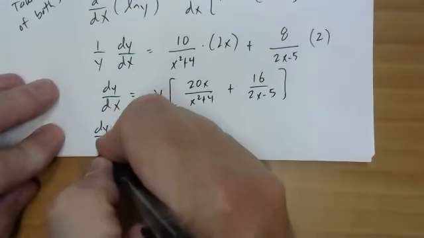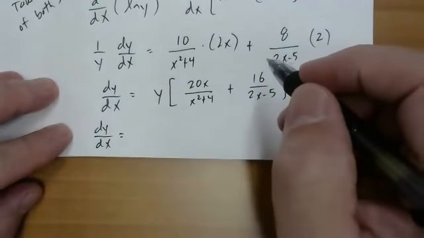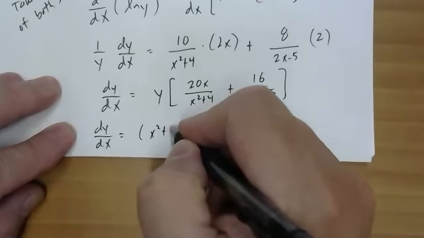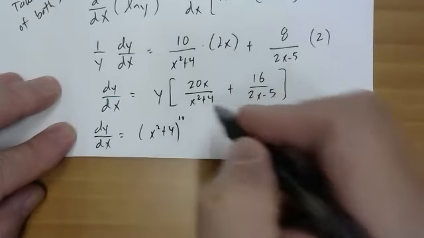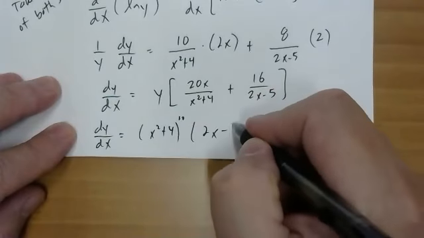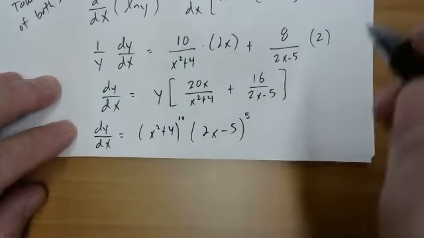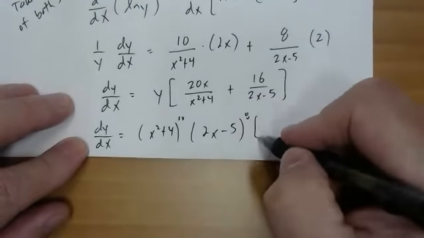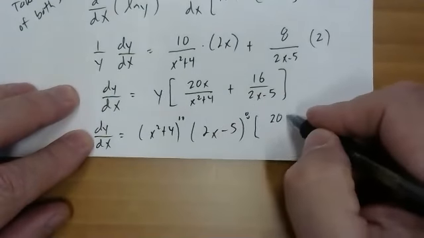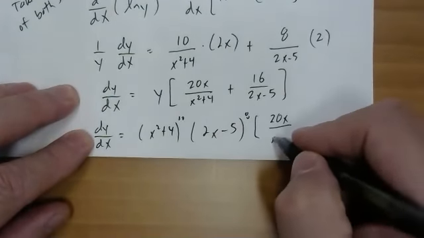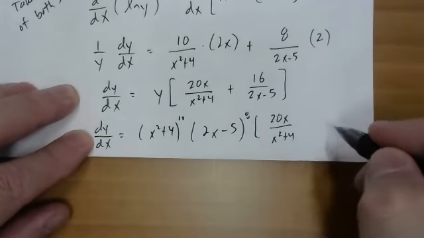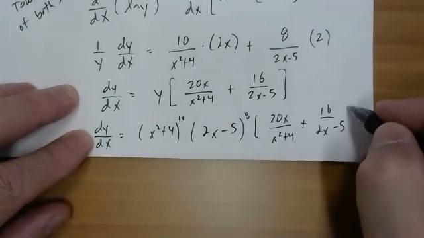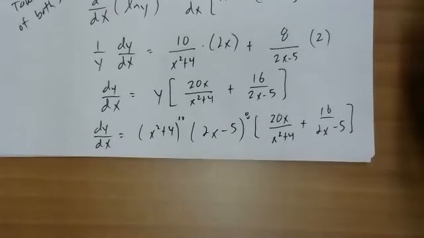So when you do that, then the answer really gets messy. So y was x squared plus 4 to the 10th power, 2x minus 5 to the 8th power. That's just the y. And then multiply it by 20x over x squared plus 4 plus 16 over 2x minus 5. Wow.